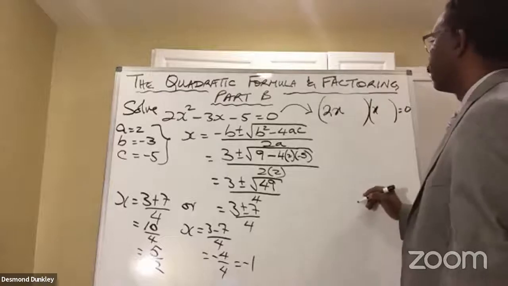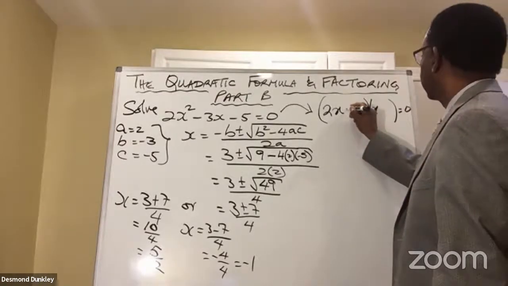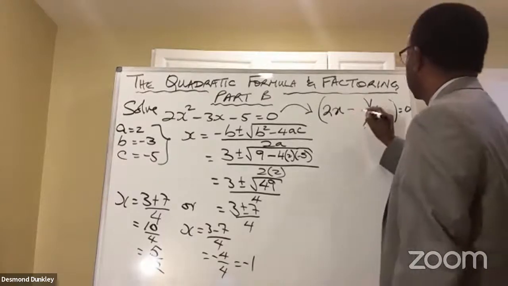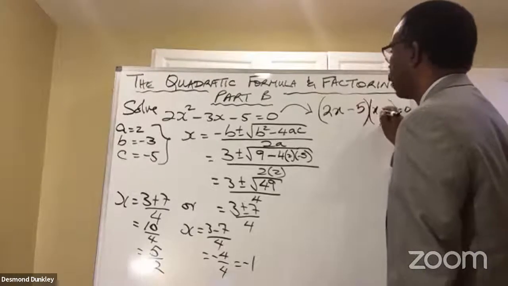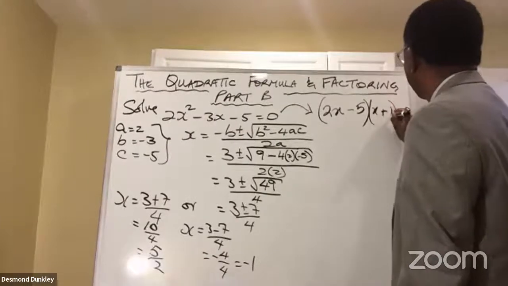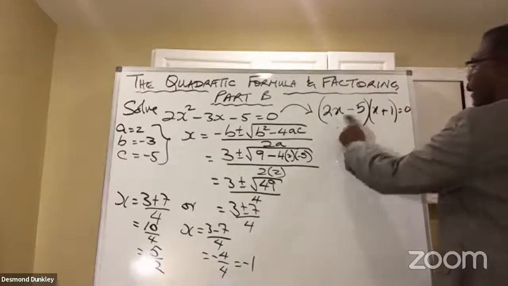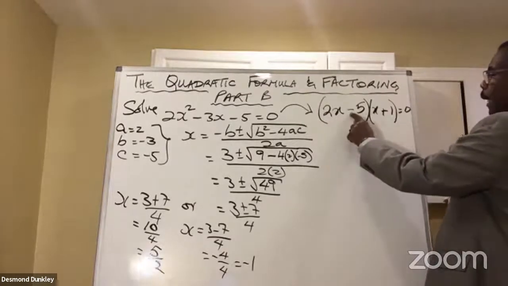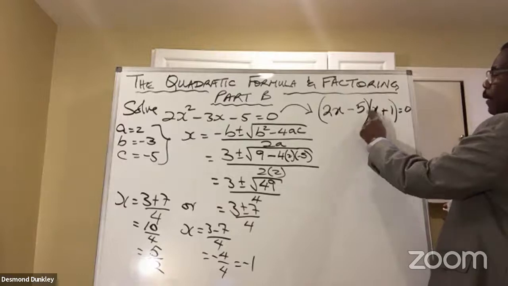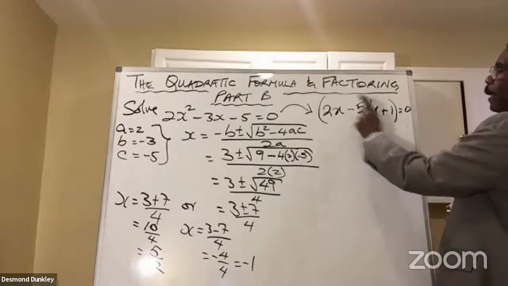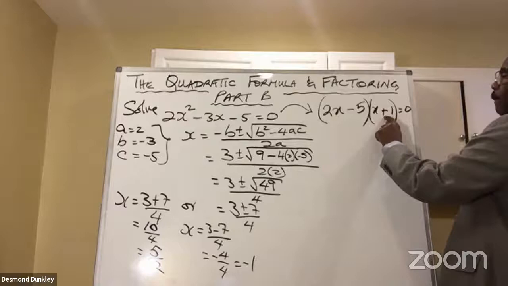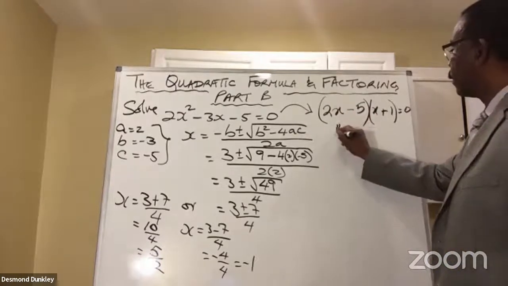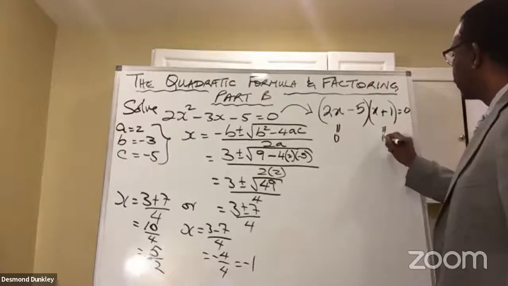Okay, so we need, let's check. 2x times x, 2x squared. 2x times 1 is positive 2x. Negative 5 times x, negative 5x. Negative 5x plus 2x, negative 3x. Negative 5 times positive 1, negative 5. And from this, put this equal to 0. Put this equal to 0.